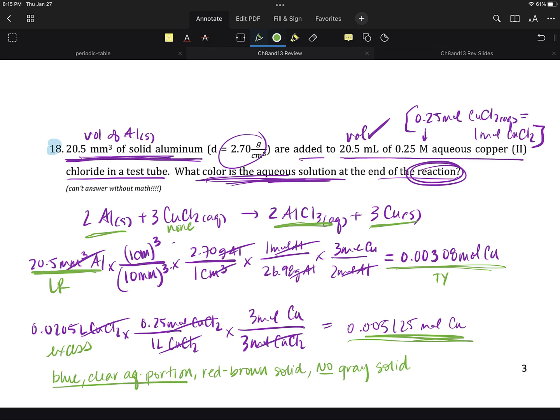All right, so basically if we want to talk about anything at the end, that requires knowing which is limiting and which is excess, right? And remembering some of the basics from our labs and demos.